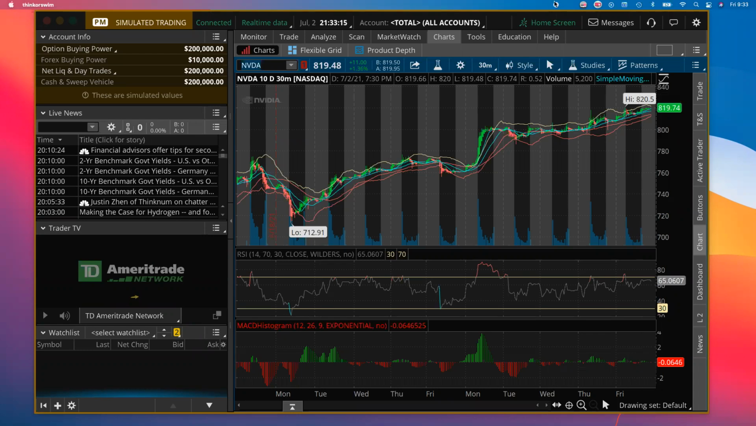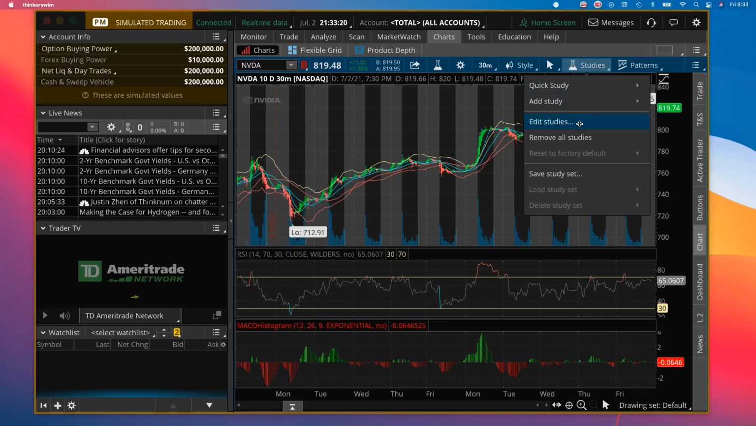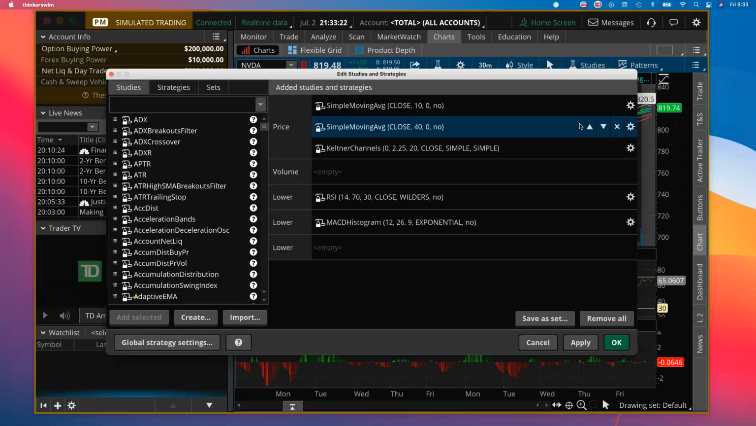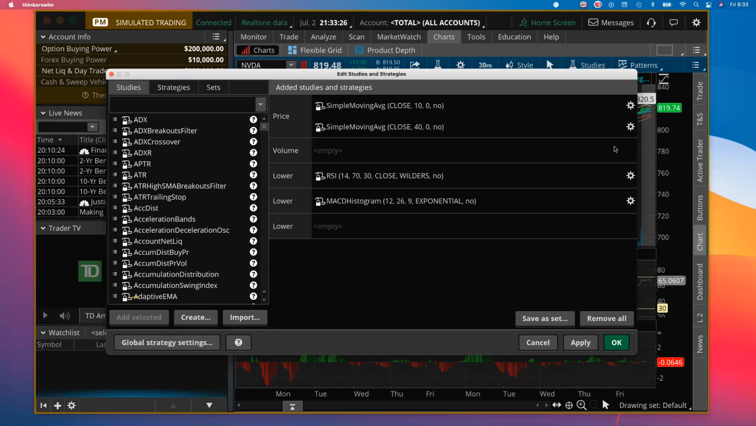But back to the studies, which I started off on. So anybody who wants to write this down real quick, the easiest for beginners is just the SMAs, one set at 10, one set at 40. 10 and 40, by the way, this is how many days back it's looking.